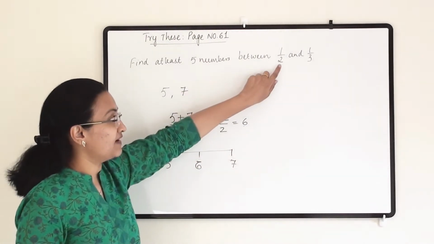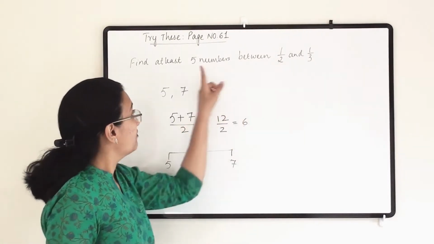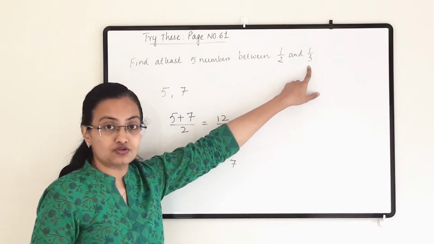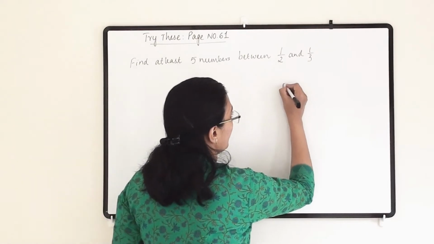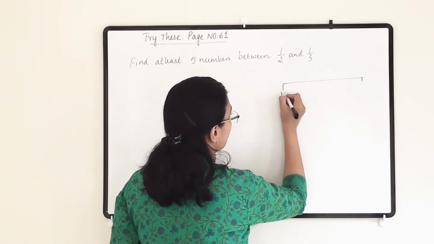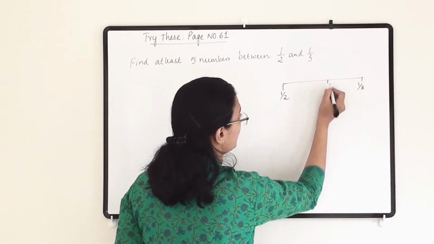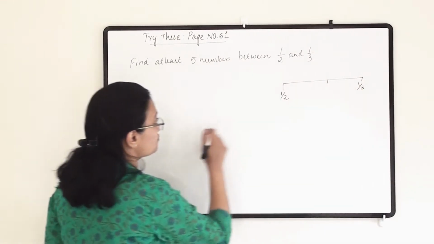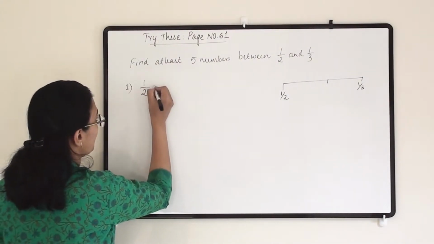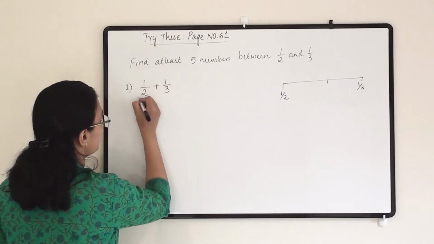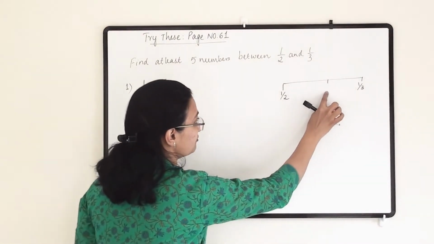So let us find it the same way. We will follow the same pattern and find 5 numbers in between these two numbers. Let us see how to find those 5 numbers. Here I am drawing this line. Here my 1 by 2 is there and here 1 by 3 is there. I want to find the number in between. For the first one, I will add 1 by 2 plus 1 by 3 divided by 2. So I am finding the average, and I will get this number first.